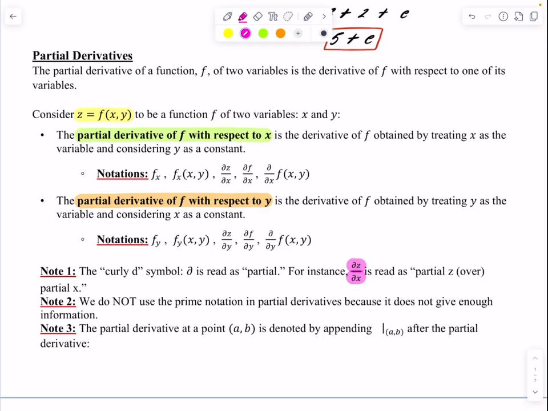And then the last note, the partial derivative at a point, a comma b, is denoted by appending this after the partial derivative. So essentially what that means is after we take the partial derivative with respect to either x or y, and we want to evaluate it at a point, that is the notation that we would use.